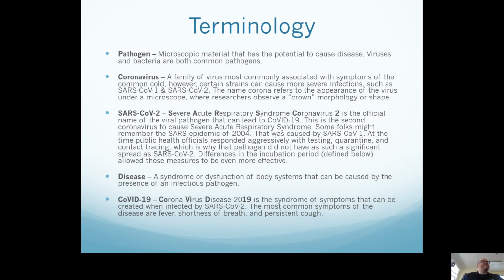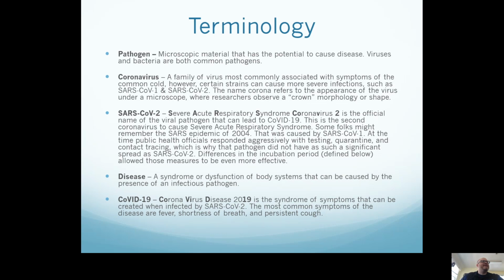Disease is a syndrome or dysfunction of body systems that can be caused by the presence of an infectious pathogen. Not all infectious pathogens can result in disease. Sometimes the immune system is able to fight off the infectious pathogen and disease does not occur. Sometimes the infectious pathogen exists within the body in sort of a carrier state, and we'll talk about that in a little bit. That is really important with SARS-CoV-2 because the research is showing that not everyone who has become infectious shows symptoms of the disease.